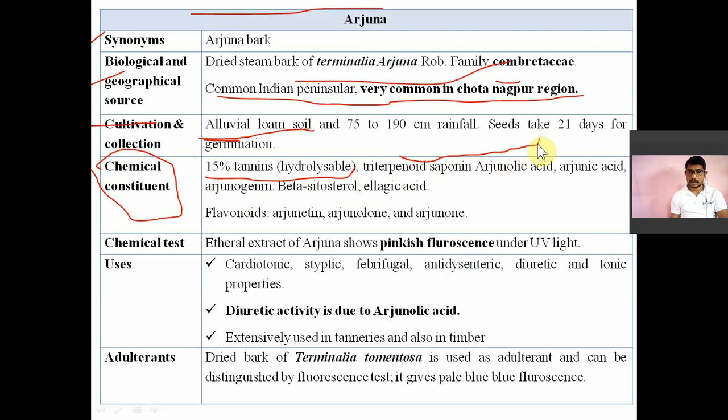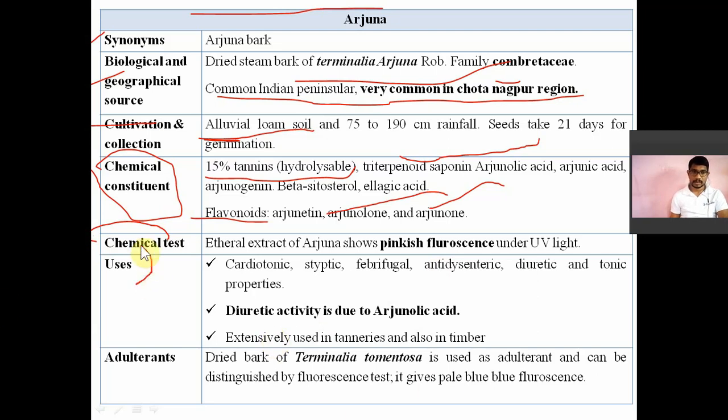arjunolic acid, arjungenin, beta-sitosterol, and ellagic acid. It also consists of flavonoids known as arjunidine, arjunone. In the chemical test, which is important, an extract of Arjuna will show pinkish fluorescence under UV.